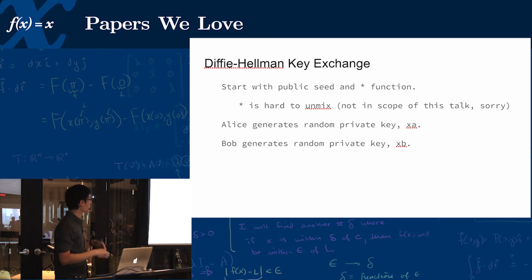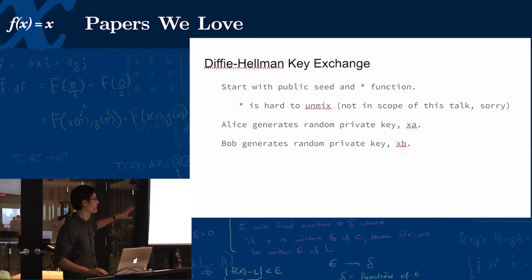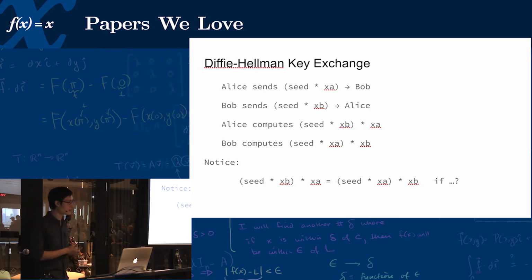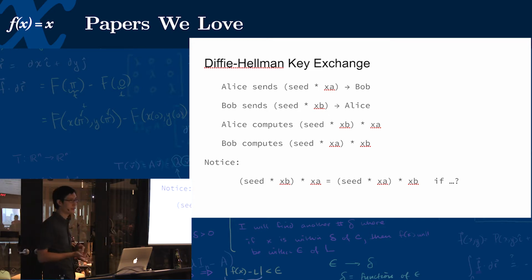Diffie-Hellman goes through a couple of rounds. In the first round, both Alice and Bob generate their own private keys. Alice's key we'll call XA and Bob's key we'll call XB. And they start with an agreed upon seed, and the seed is published publicly somewhere. Alice then sends seed star XA, the star operator applied to the seed and her private key, to Bob. Bob sends seed star XB to Alice.